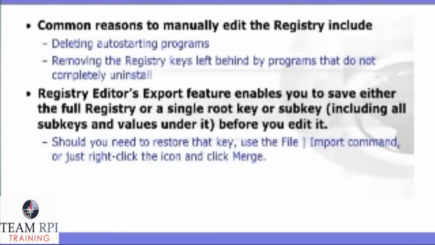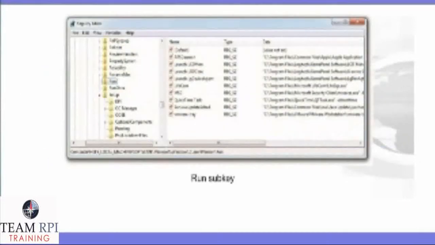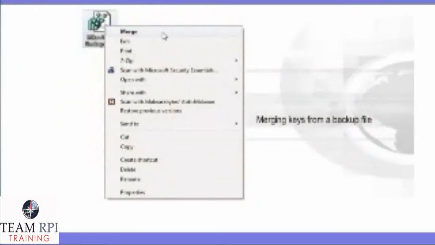Remember, before editing anything in the registry, be sure to make a backup. That way, if you should need to restore that key, you can just simply right-click on the icon and then click Merge. Here's a look at my Run subkey, all the things that are running currently. And then once I make my required edits, I simply right-click on the icon and click Merge.